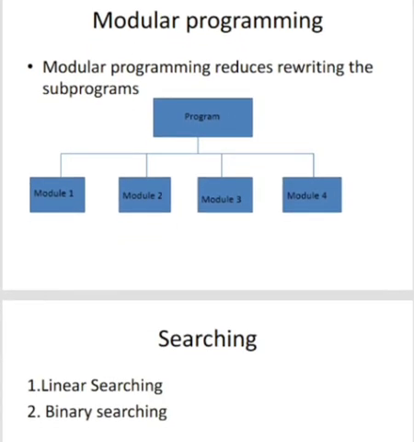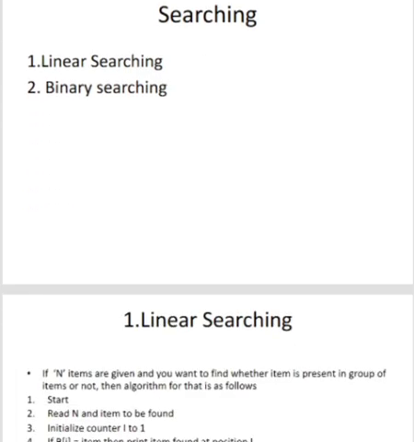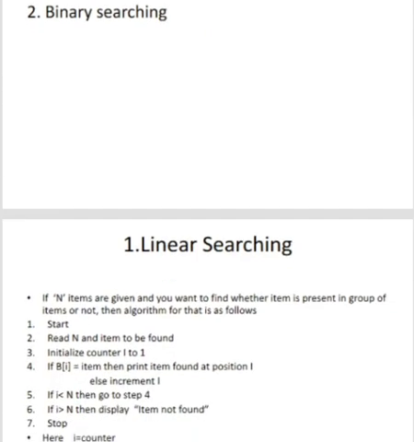The next is searching. To find any record matching specific criteria in a group of items or list is called searching. There are two types of searching. For searching, various algorithms are available, that is linear searching and binary searching. Linear searching: if n items are given and you want to find whether an item is present in the group of items or not, then the algorithm for that is as follows.